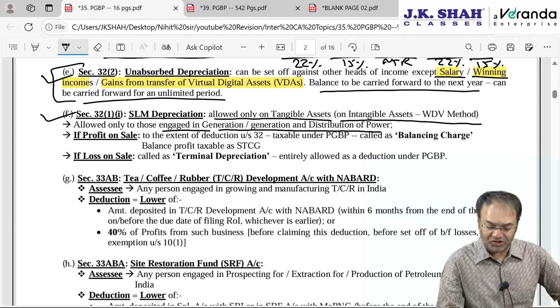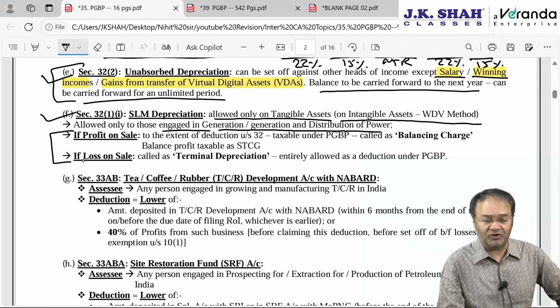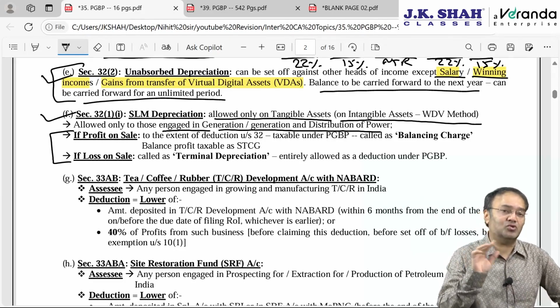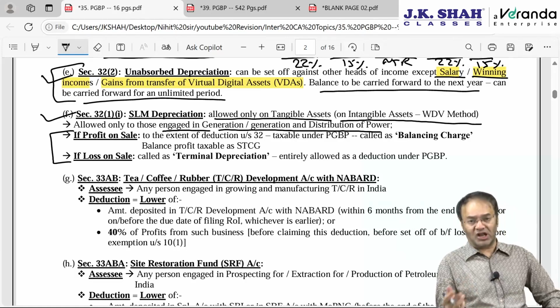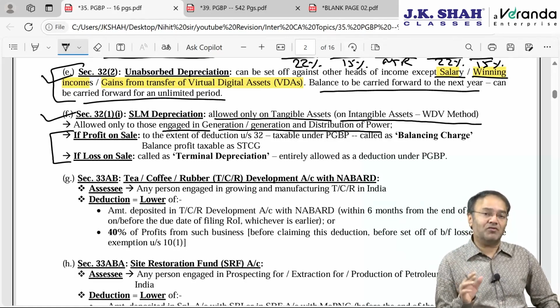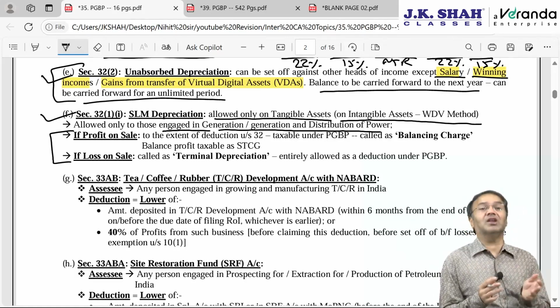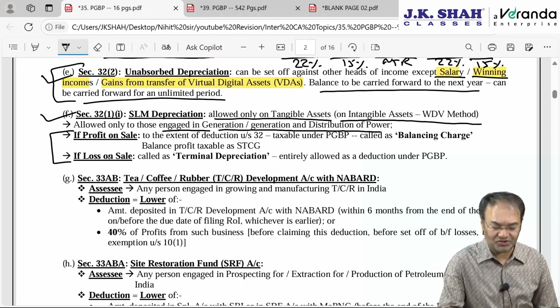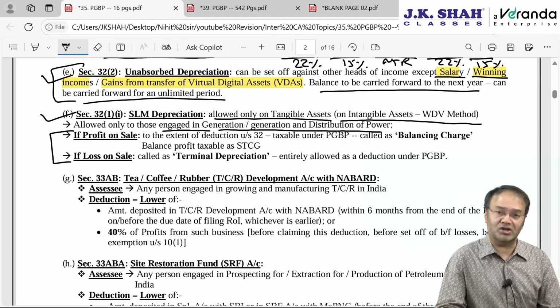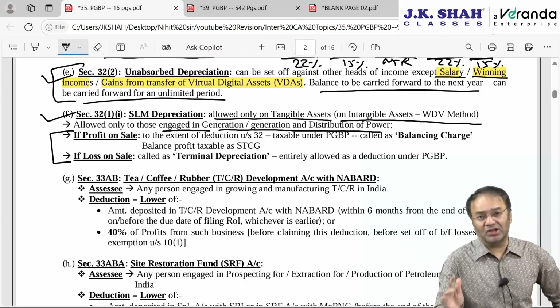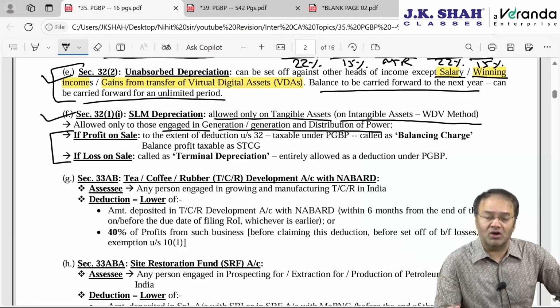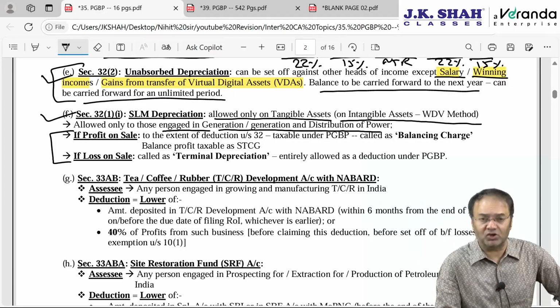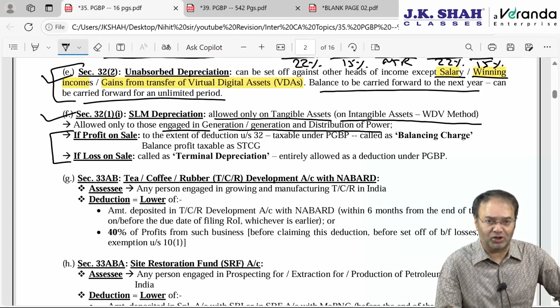If there is a profit on sale, what will happen? If there is a loss on sale, what will happen? If it is a profit on sale, then profit ideally should go under the head capital gain because it's an asset. However, some part of the profit will go under the head PGBP and some part of the profit, the excess profit, will go under the head capital gain, and if there is a loss, the entire loss will be allowed under the head PGBP. Here, there are some technical terms used which were already asked by the institute in the form of MCQ, and can be asked again also, just keep it in your mind.